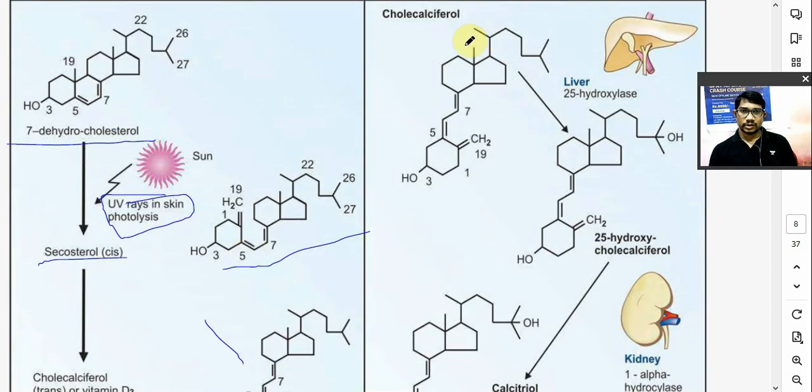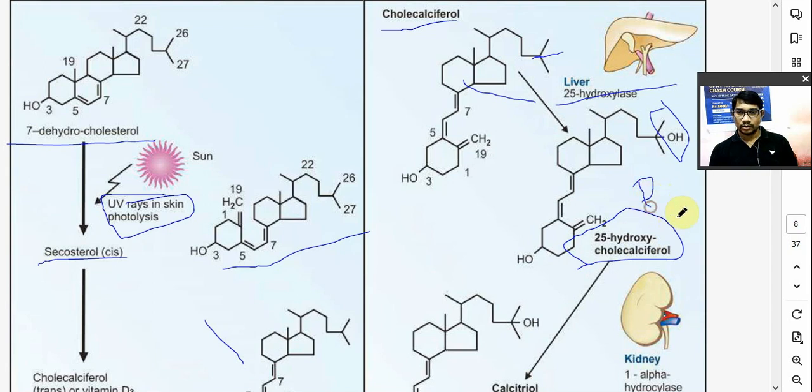25-hydroxycholecalciferol is known as vitamin D2, also known as calcidiol. Look, what is there in it? There is only one hydroxyl group here. This is called D1, cholecalciferol D1. Here, 25-hydroxycholecalciferol has two hydroxyl groups, one here and one here. That's why calcitriol. Now this is converted to vitamin D3, calcitriol, while passing through the kidney.